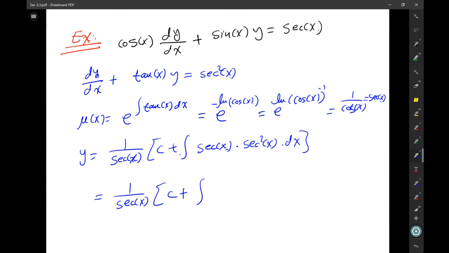Who can tell me how we continue with secant to the power 3? From calculus, we can take the identity of secant in the form of tan, and replace secant squared with 1 plus tan squared. Oh, yes, this one.